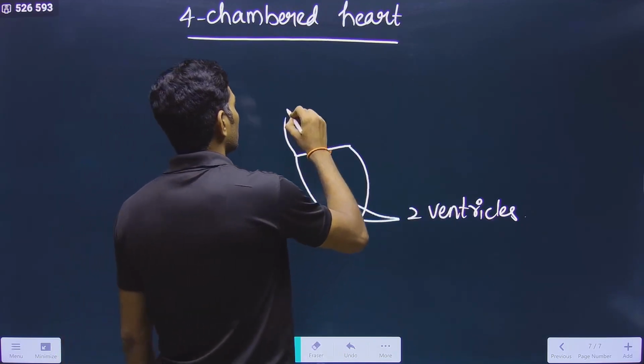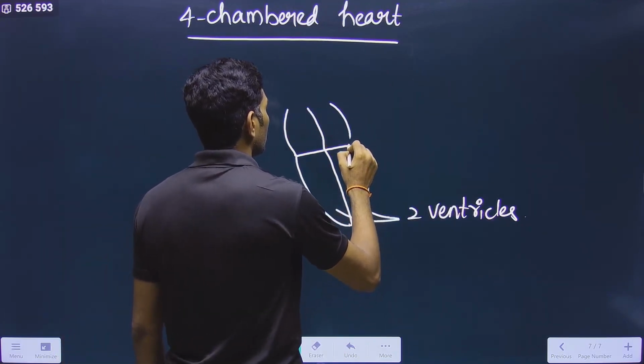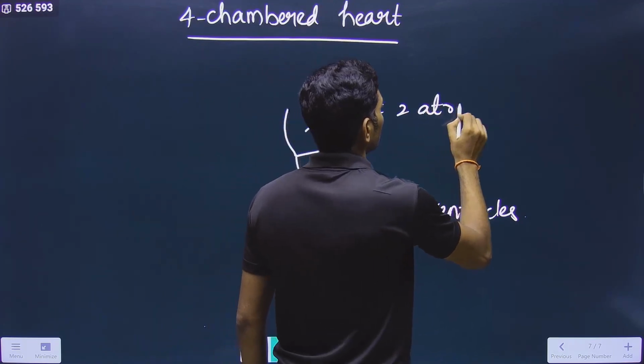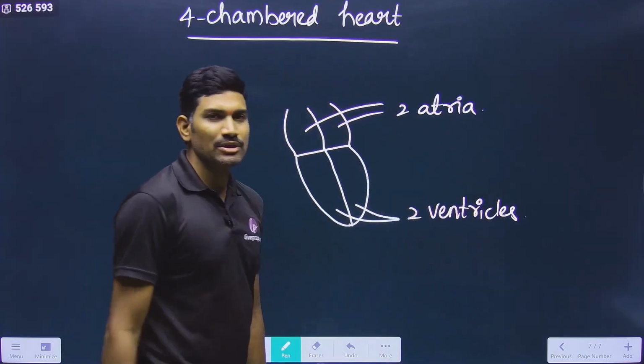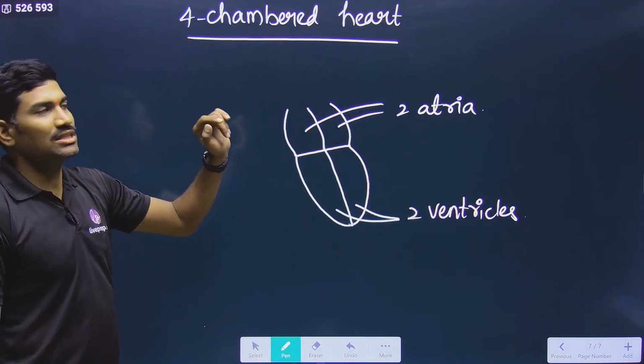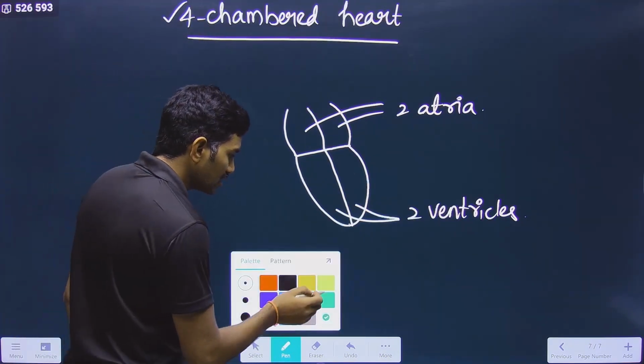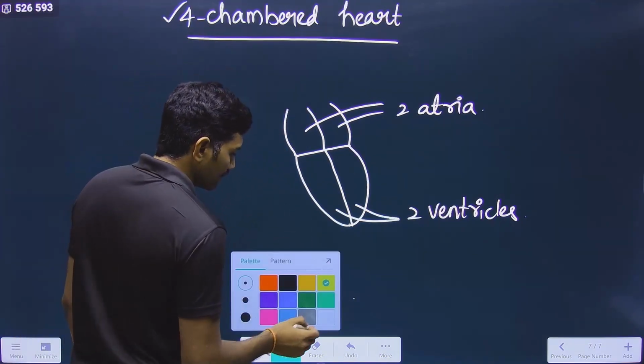And above this, atria are present, and these are the two atria. So since two atria plus two ventricles, a total of 4 chambers are present in the heart. That's why it is the 4-chambered heart. Clear? And in the case of the 4-chambered heart, what are we saying here?